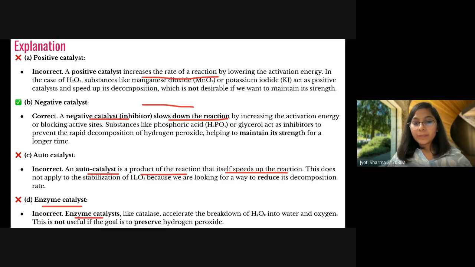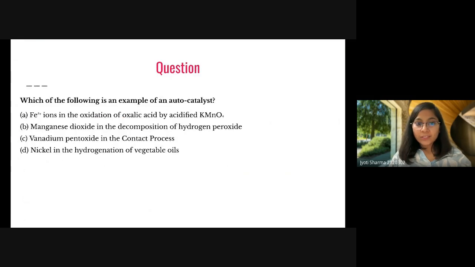So B will be the right answer. A negative catalyst is also known as the inhibitor, because this will inhibit the reaction, by increasing the activation energy. We already have talked about the activation energy, and again I will talk about this in the next question. But if we are increasing the activation energy, it will be very difficult for the reactant to form the product. So this will increase the activation energy, or it can also block some active site, and that's why these are the inhibitor or the negative catalyst. So I think this is clear. I should go to the next question.